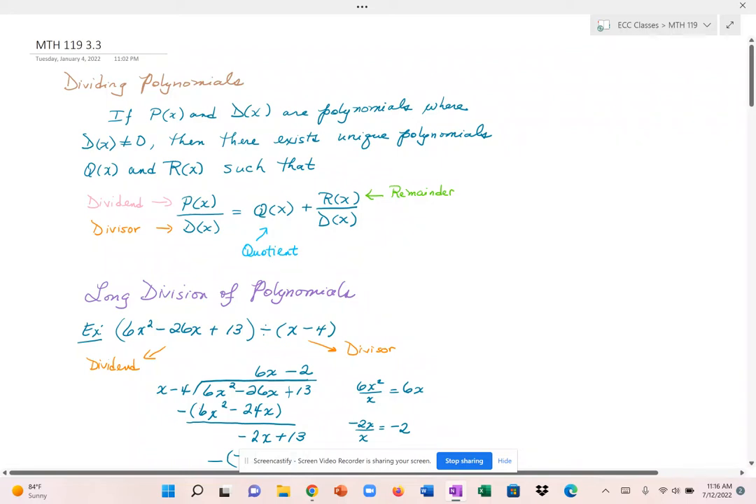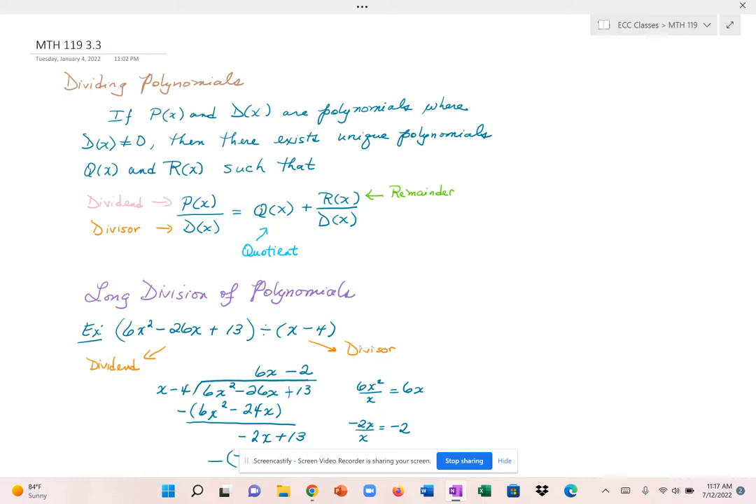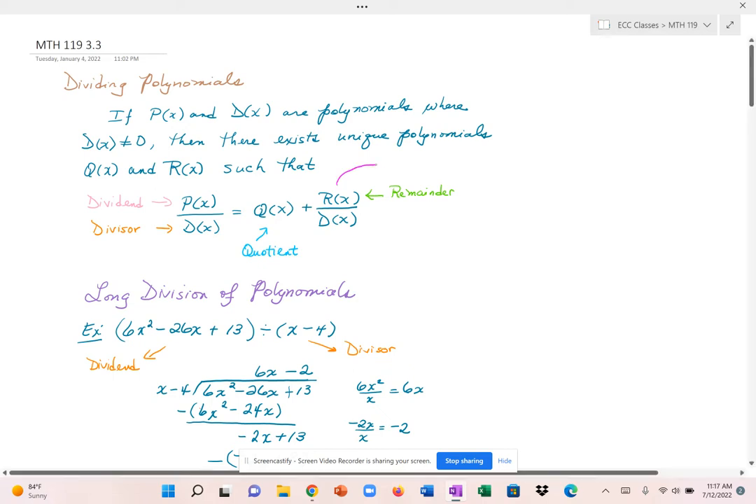Hi, this lesson is about dividing polynomials. If p of x and d of x are polynomials where d of x is not equal to 0, then there exists a unique polynomial q of x and possibly r of x such that p of x divided by d of x equals q of x plus r of x over d of x. R of x is what we call the remainder.